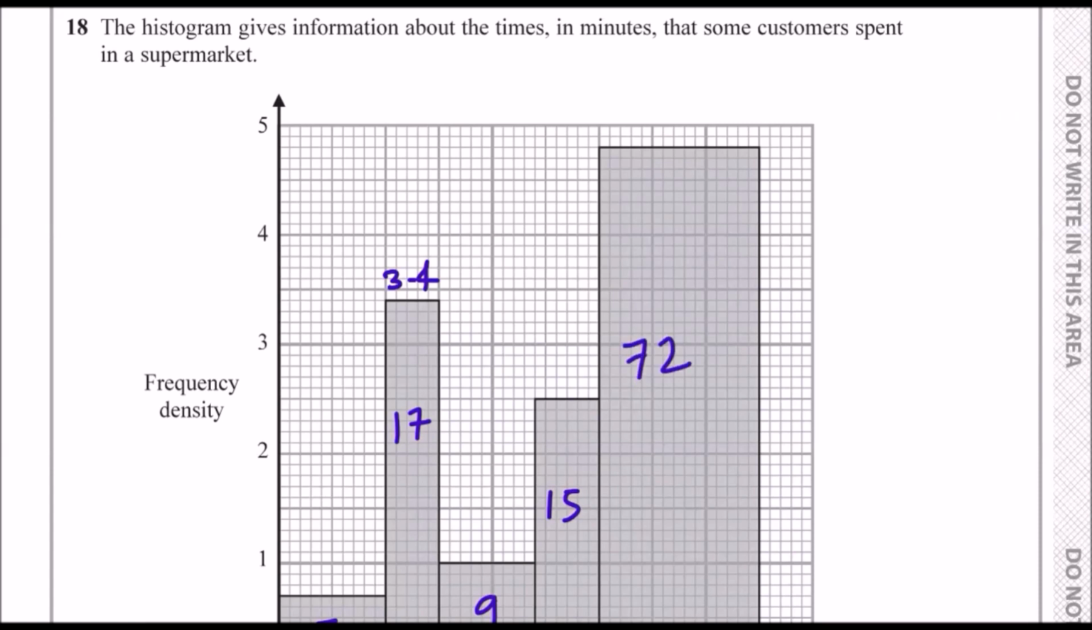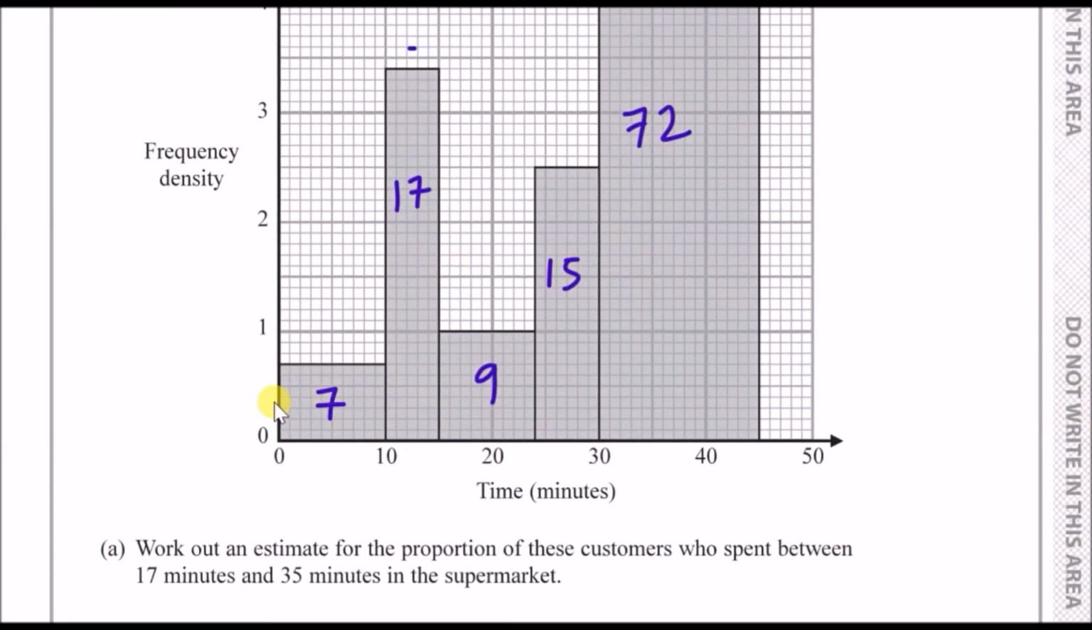Okay, so now looking at all these figures, yeah? We can see that the total frequency here, so the area of all the blocks, if you add them all up, should give us a total of 120 customers, yeah? So that's how many people were here.